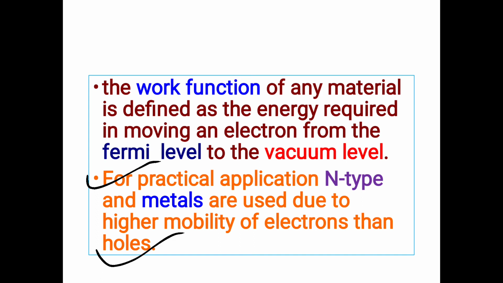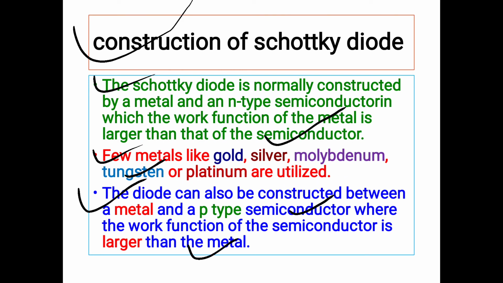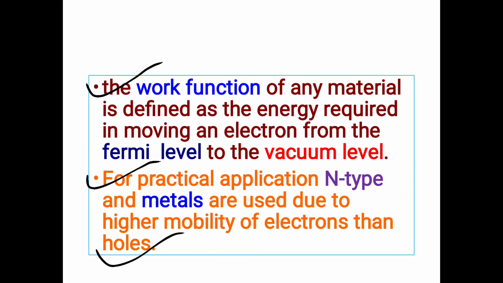If we are forming the Schottky diode using the P-type semiconductor and the metal, then the work function of the semiconductor will be larger than the metal. And now we will define what is work function. The work function of any material can be defined as the minimum energy which is required in moving an electron from the Fermi level to the vacuum level.